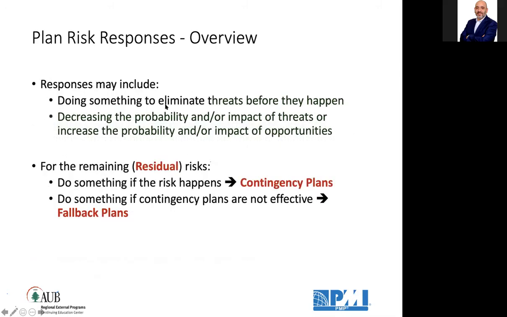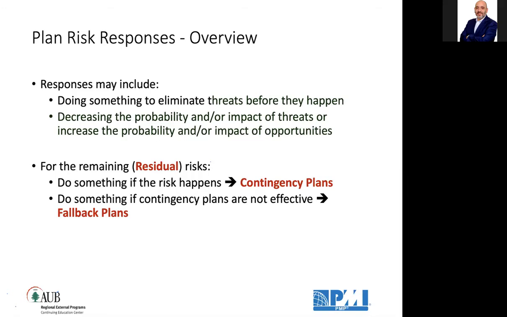Responses may include doing something to eliminate threats before they happen, like the leaning ABS in the motorcycle, or decreasing the probability and impact of threats, like wearing a helmet, a neck brace, and a knee brace, because if the accident happens, the impact will be much lower. For the remaining residual risks, we can do something if the risk happens: we fall back to a contingency plan.